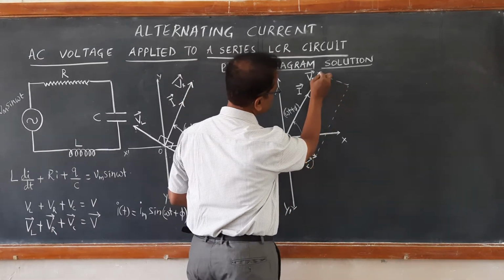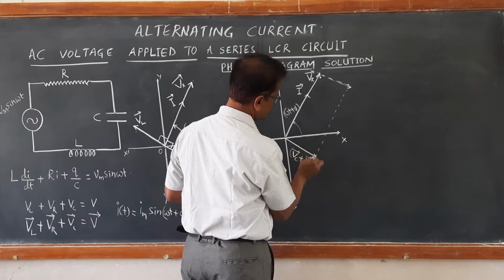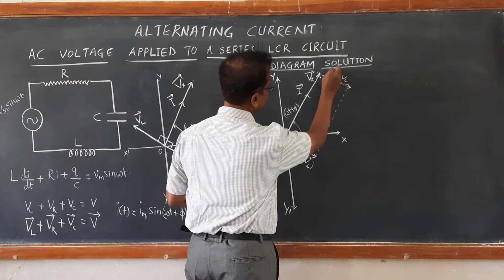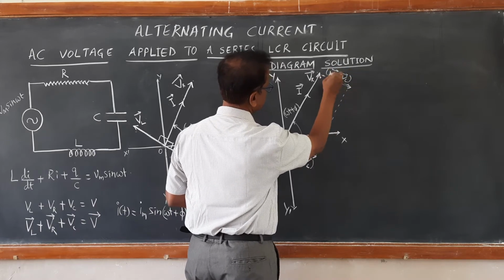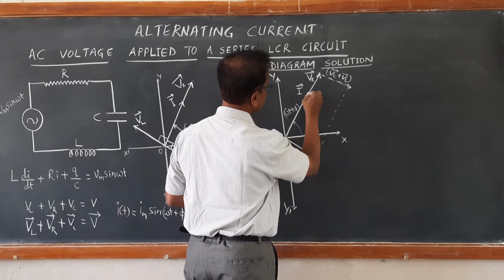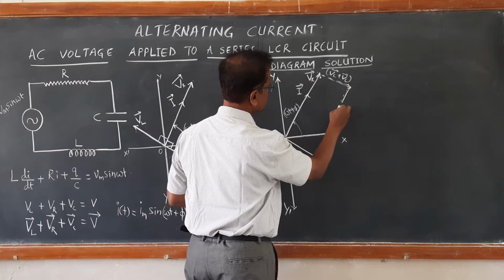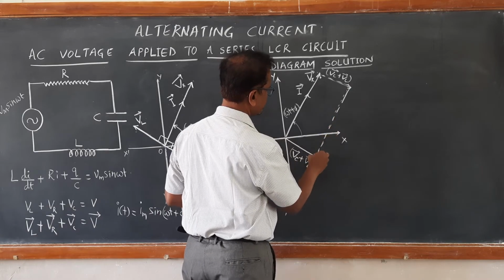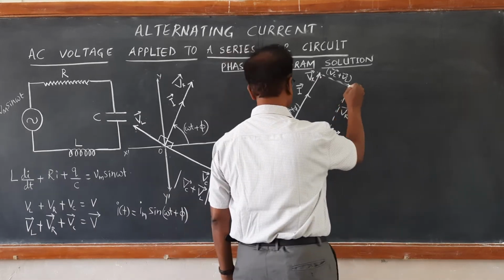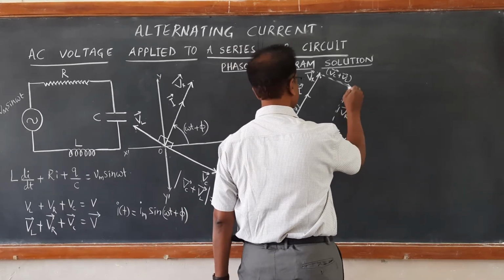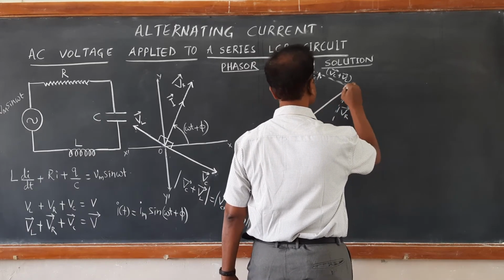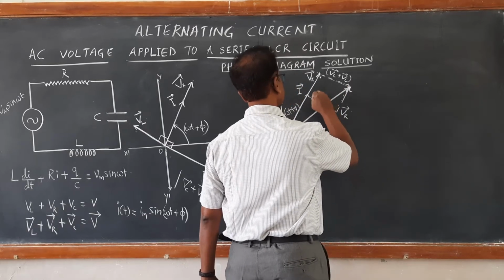Draw parallel vectors. This is VC plus VL, parallel vector, and this one is the parallel vector, that is VR, parallel vector VR. Then join the diagonal from the tail to the heads, yes, this gives us the resultant vector V.